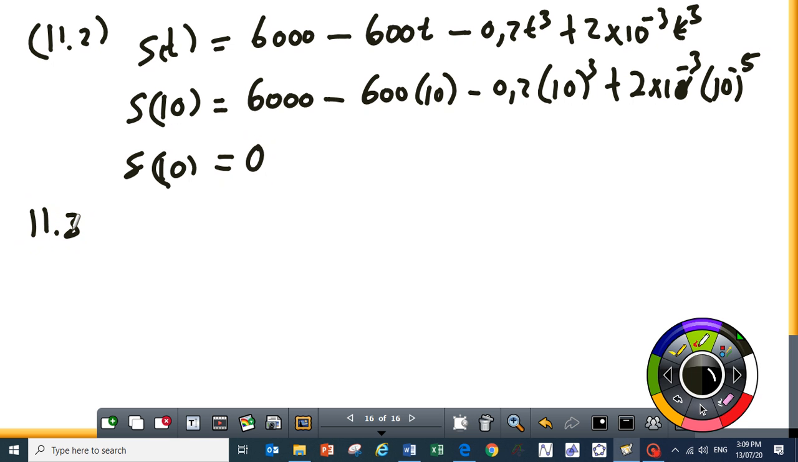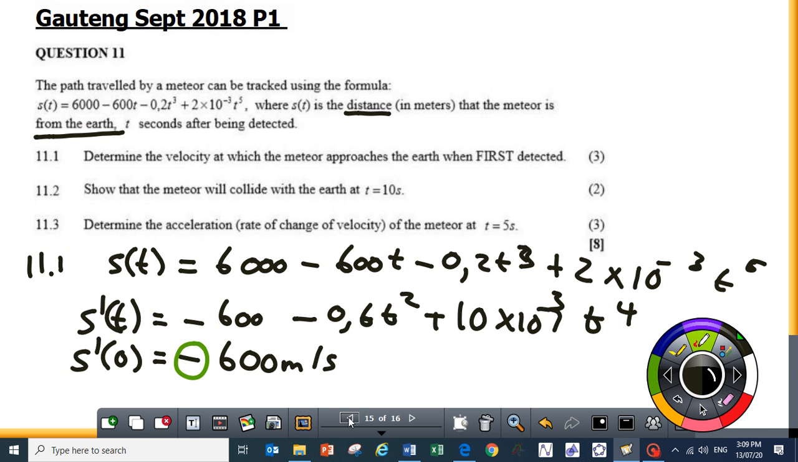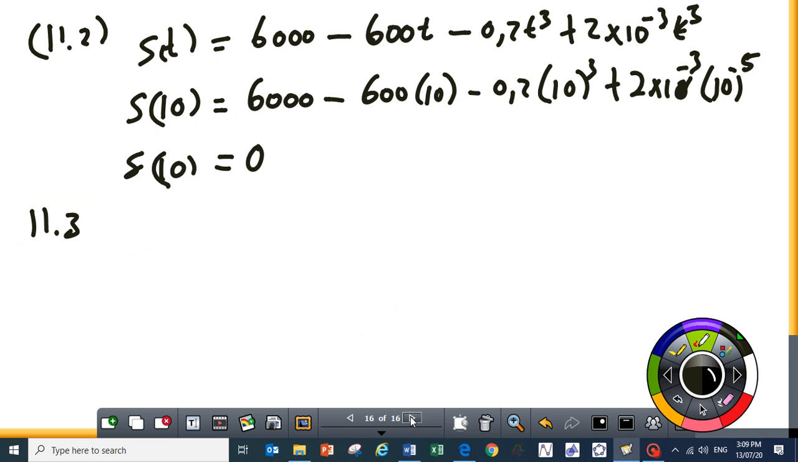11.3, we want the acceleration. So the acceleration at t equal to 5 seconds. Right, so we need to find the second derivative.